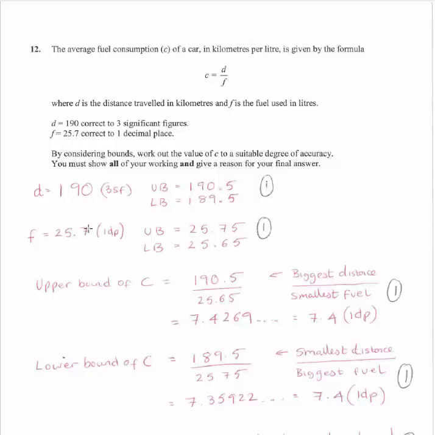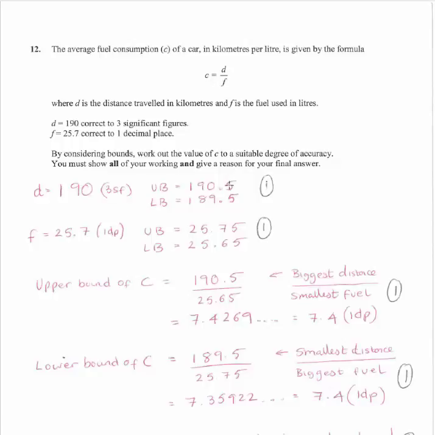And if this number is 25.7 to 1 decimal point, then the biggest it could possibly be would be 25.75, and the smallest it could possibly be, the lower bound, would be 25.65. So the biggest this calculation could possibly be would be when this number is as big as possible and this number is as small as possible. So it goes into it as many times as possible.